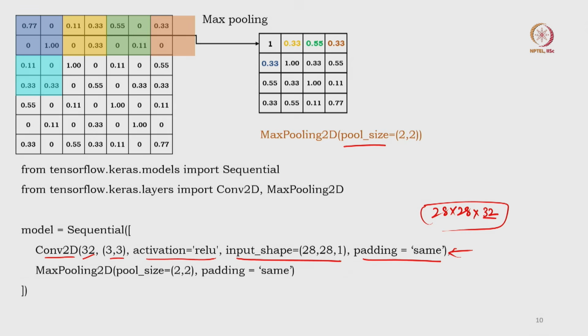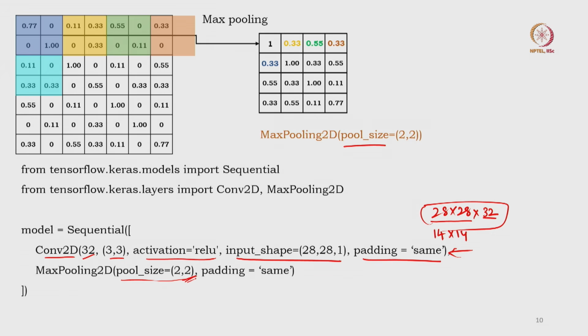When you pass it to max pooling, this is 28 cross 28. For pooling, you are taking a window size of 2 cross 2, and the stride, if you don't specify, is 2 by default. So when you perform a max pooling, you are going to reduce the size to 14 cross 14. Why? Because the stride is 2.